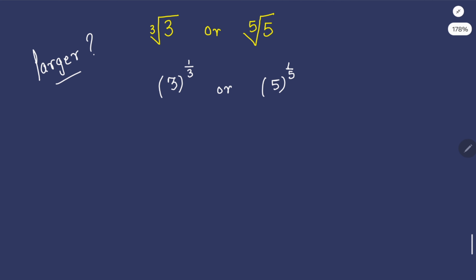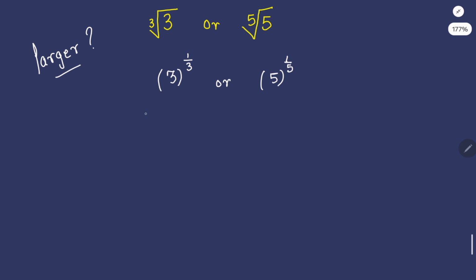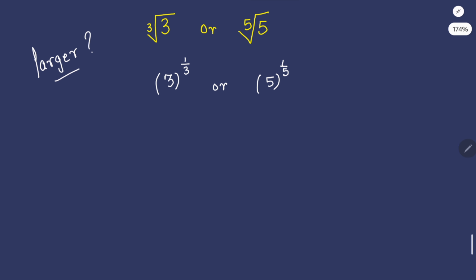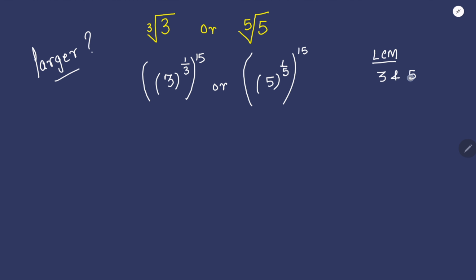What should we do to solve this, to find which is larger? This is the simplest trick to find these types of things. What do we do? Just take power 15 on both sides. Why did I take power 15? Because I found the LCM of 3 and 5.